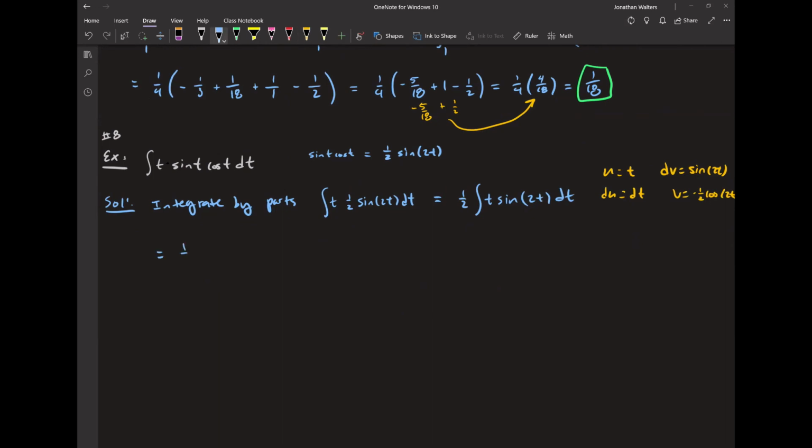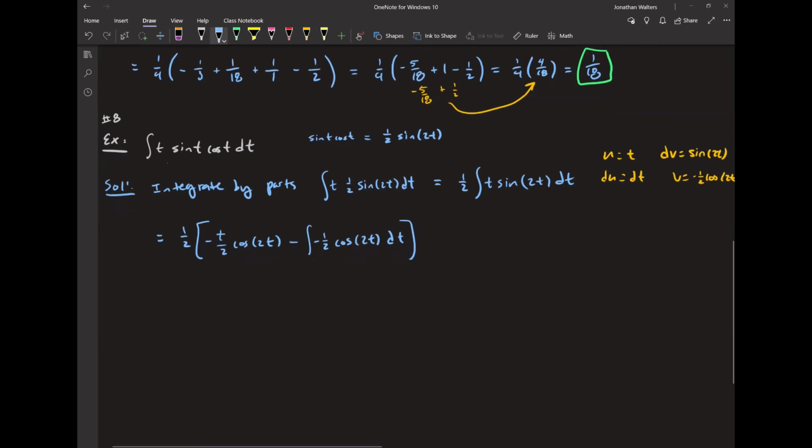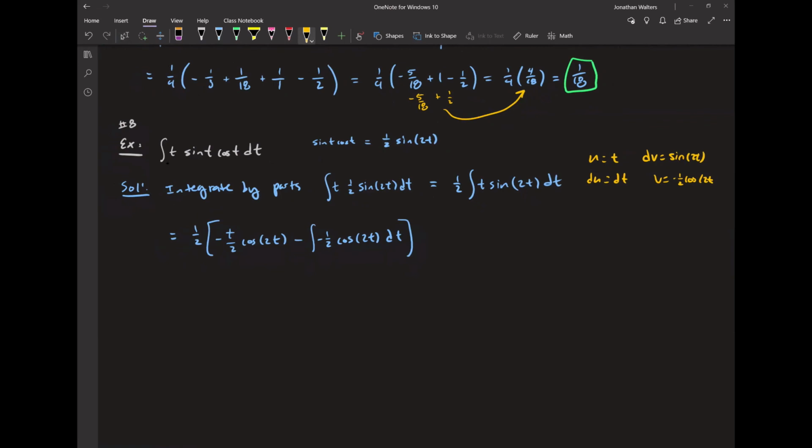This is going to equal 1/2 integral, 1/2 times uv, which is -t/2 cosine 2t, minus integral -1/2 cosine 2t dt. uv minus integral v du. Let's see, this is going to equal -t/4. Well, let me not do that yet. I'll keep the 1/2 out front.